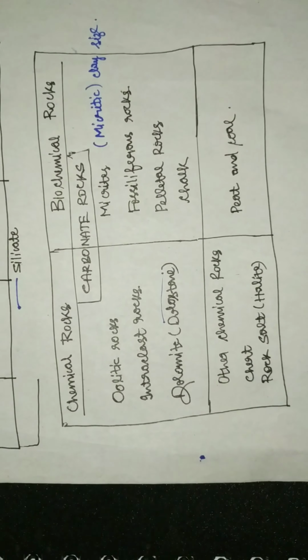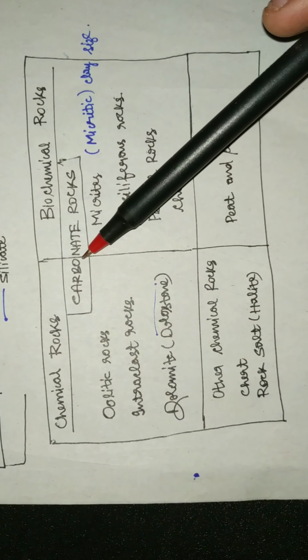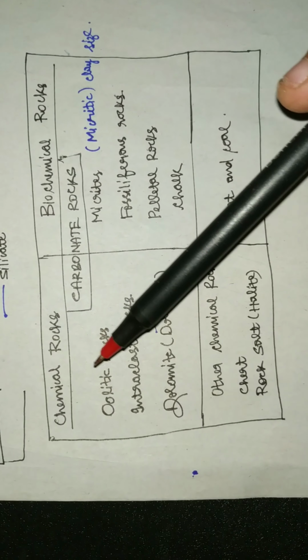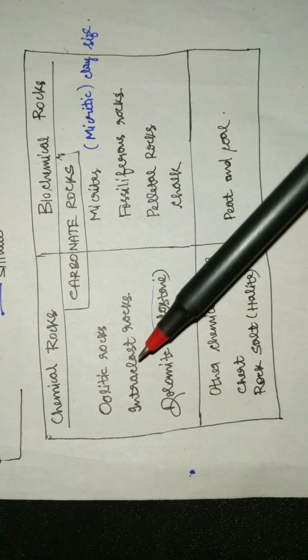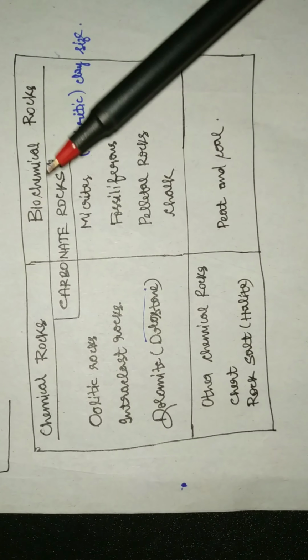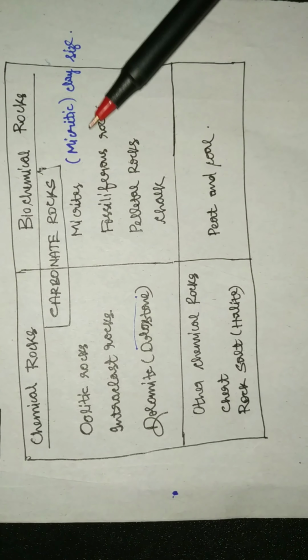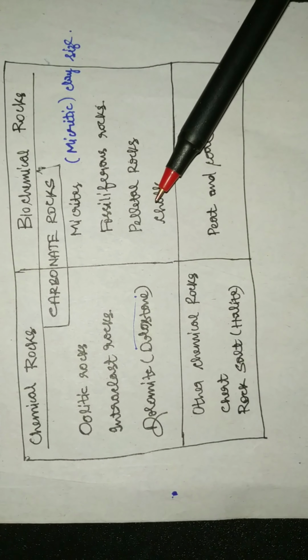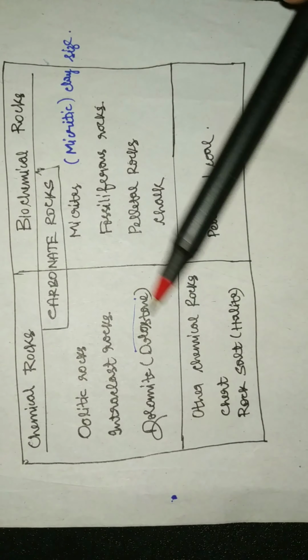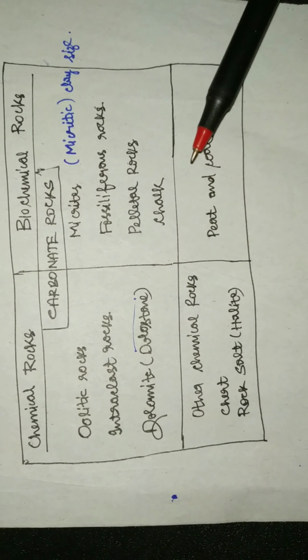Now let me finally cover the chemical and the biochemical classification of the carbonates. The chemical are oolitic, intraclast, and dolomite, which forms dolostone. The biochemical are micrites, these are clay size, fossiliferous rocks, pelletal rocks, chalk. Other chemical rocks are chert and rock salt, and other biochemical rocks are peat and coal.